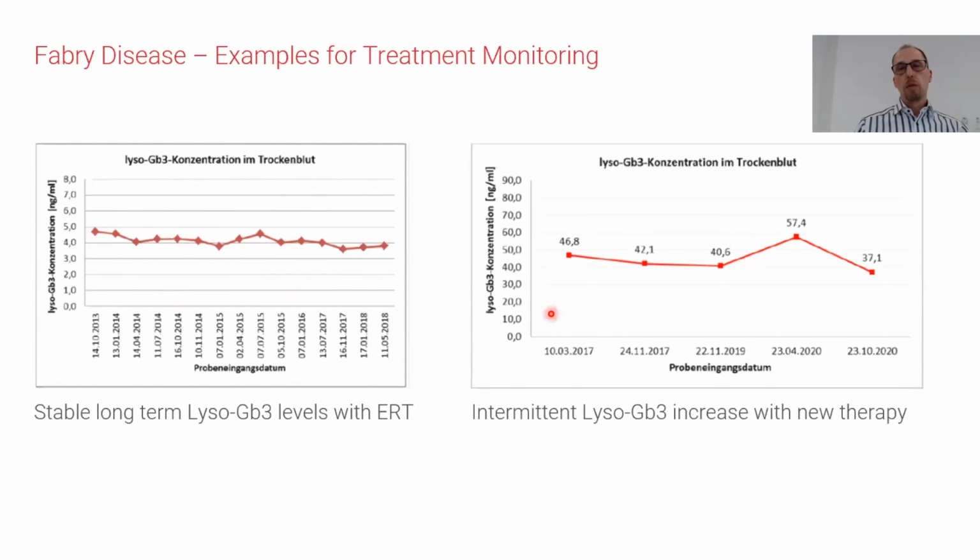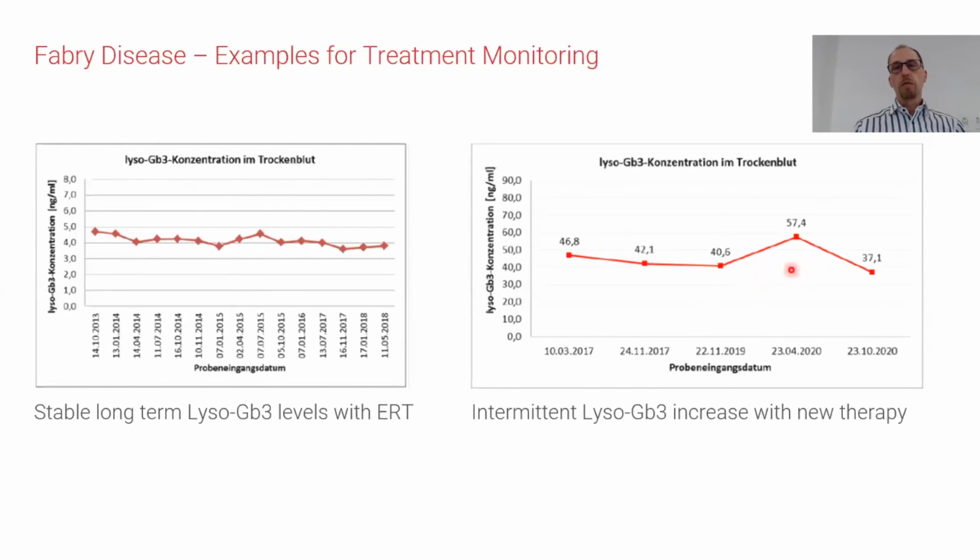This is a patient I recently met, and these are his lyso-Gb3 levels from 2017. It was quite stable, and then suddenly he got an increase in lyso-Gb3. And the reason was that he was put on a new therapy. He was switched from ERT to the chaperone therapy.